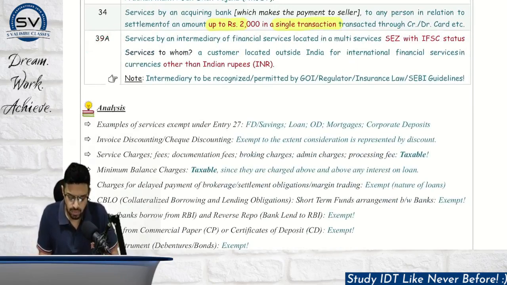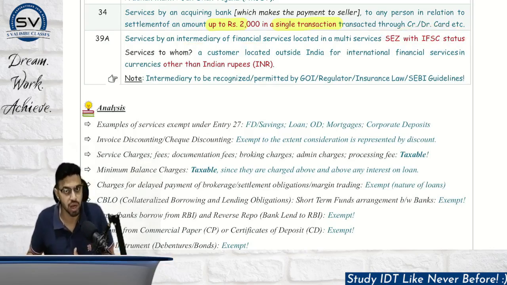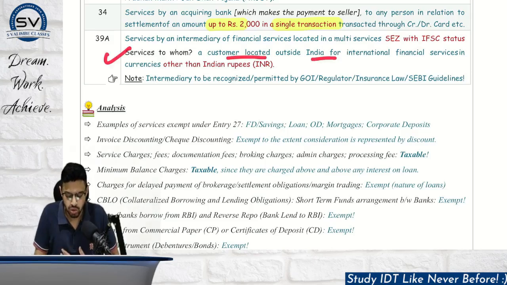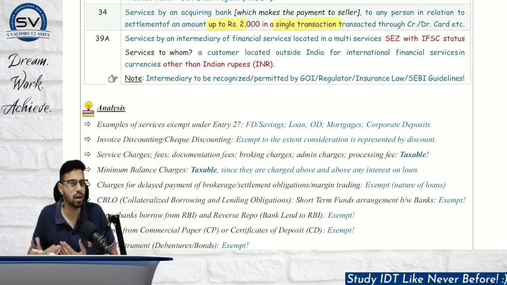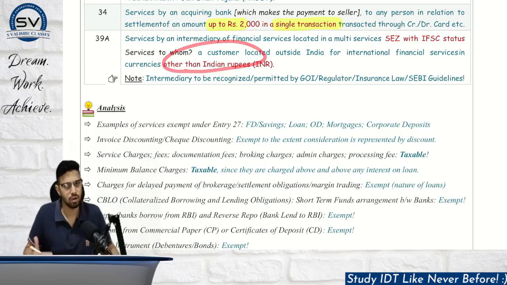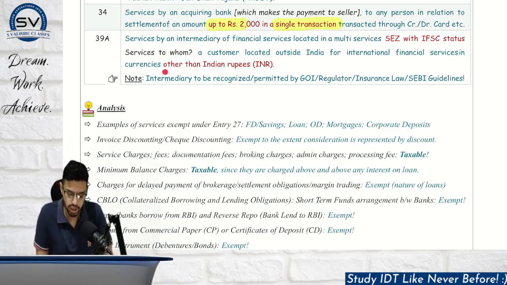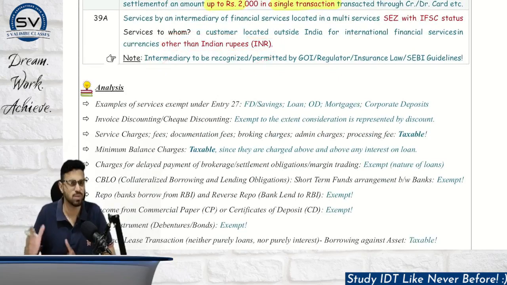Let's see. Services by an intermediary of a financial services who is located in SEZ, not a normal SEZ, with IFSC status. That is in India you have GIFT City, Gujarat. That is an IFSC status. That person is providing services to a customer who is outside India for international financial services in currency other than INR. So they are basically helping India earn foreign exchange. So here they have given the exemption. So condition is that the services are being provided to that person outside India in currencies other than INR. And the intermediary should be a recognized one as per the SEBI guidelines, IFSC guidelines. That is okay. You don't have to learn this in detail.